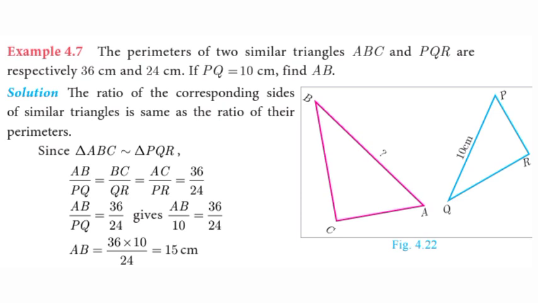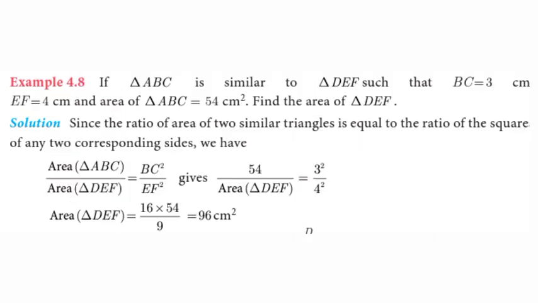Can you understand? That is the formula: the ratio of the corresponding sides of similar triangles is the same as the ratio of the perimeters. Okay. Example 4.8. If triangle ABC is similar to triangle DEF such that BC equals 3 centimeter, EF equals 4 centimeter, and the area of triangle ABC equals 54 centimeter square, find the area of triangle DEF. So the area of triangle ABC is given, find the area of triangle DEF.